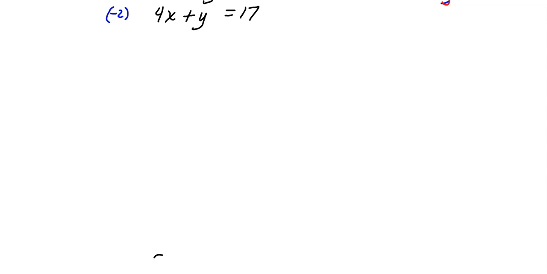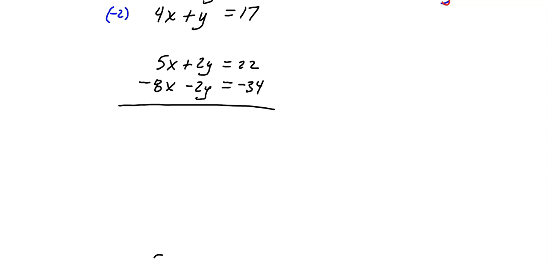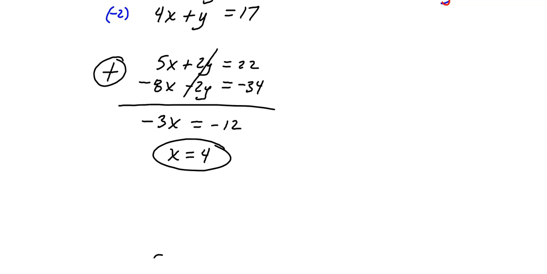So I'm going to copy down the top row: 5x plus 2y equals 22. And on the bottom, I'm going to get negative 8x minus 2y equals negative 34. And now once I get my opposites, I can combine the rows by addition. And I'll get negative 3x equals negative 12. Divide both sides by negative 3. Be careful. If you get a wrong answer for x, it's going to screw up your y as well. But I believe x equals 4.